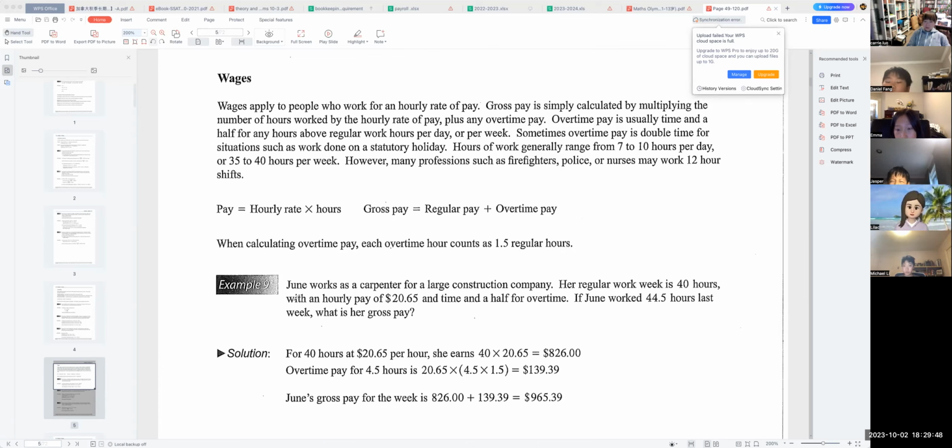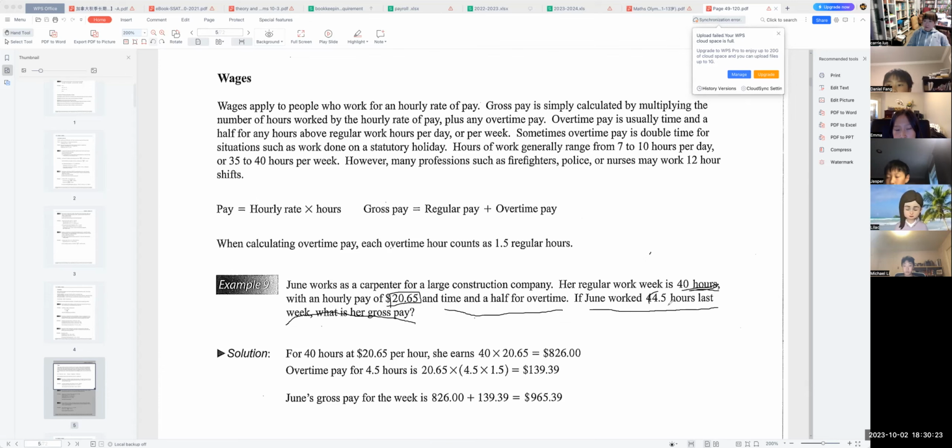So let's take a look at this one. June works as a carpenter for a large construction company. Her regular work week is 40 hours. That means every week she works 40 hours with an hourly pay of $20.65. Understand, Emma? 那你每个星期他一共赚多少钱就能算出来，对不对？And a time and a half for overtime. If June worked 44.5 hours last week, what is her gross pay?